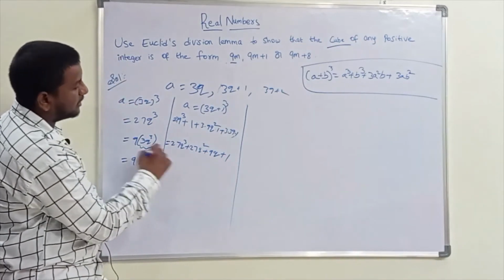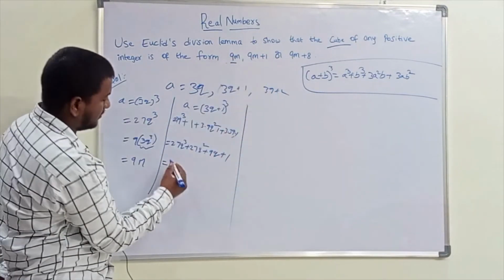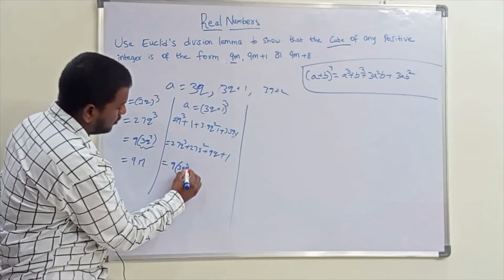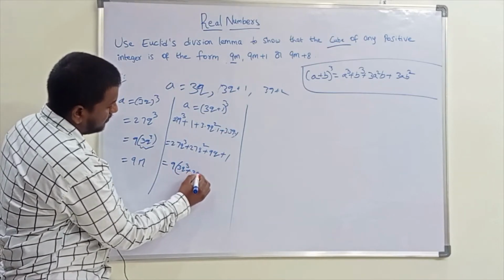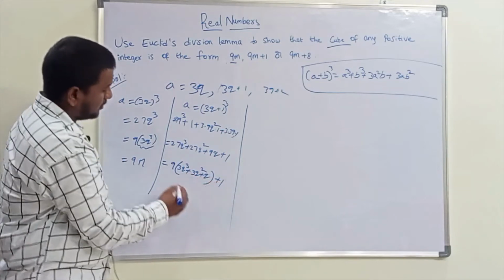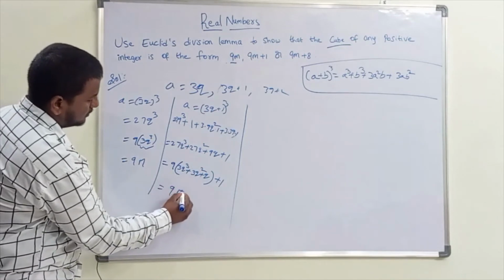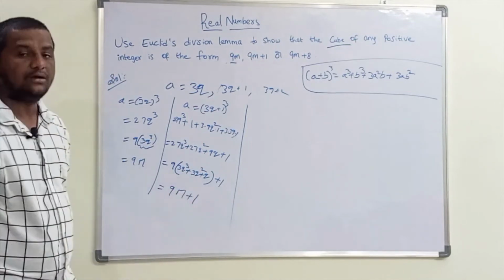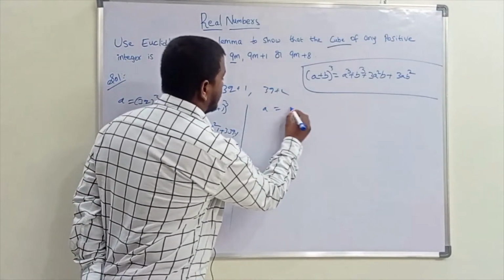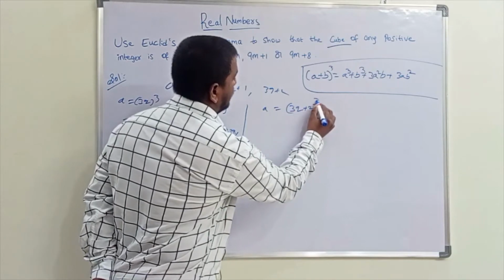So let's take 9 common. Why 9 common? Because we need to represent in the form of 9m. So if I take 9 common, 3q cube plus 3q square plus q, plus 1. So you can see this is in the form of 9m plus 1. Similarly, let's see for 3q plus 2. So here a is equal to 3q plus 2 whole cube.